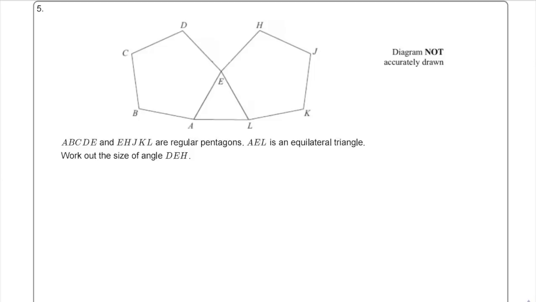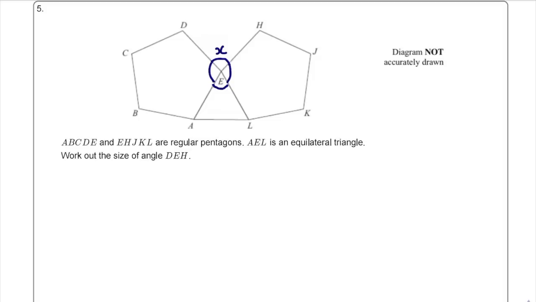So we need to work out this angle here, DEH, and if I mark that as X. Now what that means is we're going to need to find what one of the interior angles is in the pentagon ABCDE, and that means that pentagon EHJKL is going to have interior angles of the same value. And then we need to work out what this interior angle here is within the equilateral triangle. And then we know that all of these angles add up to 360, and using that information we should be able to work out what that angle X is.